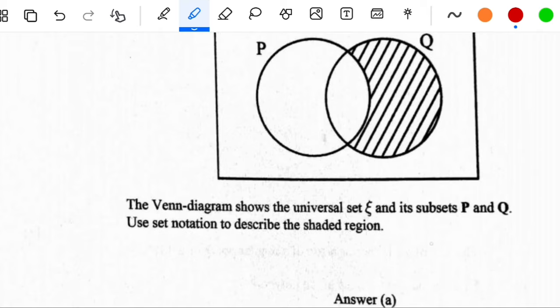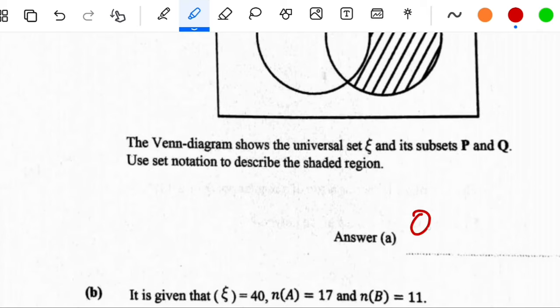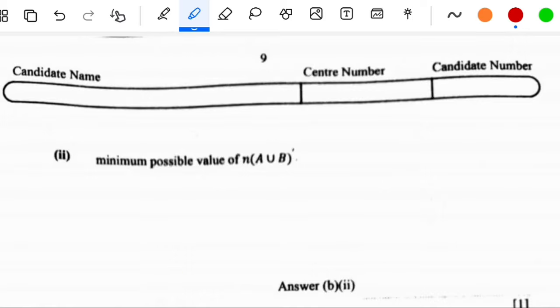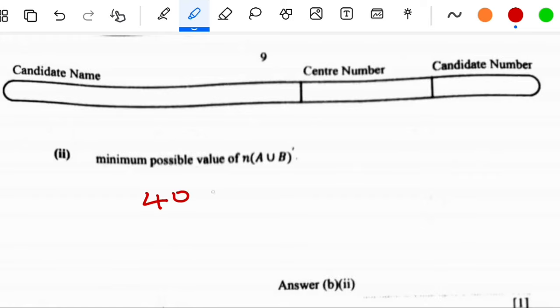The shaded region is what? It's Q intersection P complement. Then it is given that the universal set equals 40, n(A) equals 17, n(B) equals 11. Find the maximum possible value for n(A union B). The maximum is 17 plus 11, which is 28. Then item 2, the minimum equals 40 minus 28, which is 12.